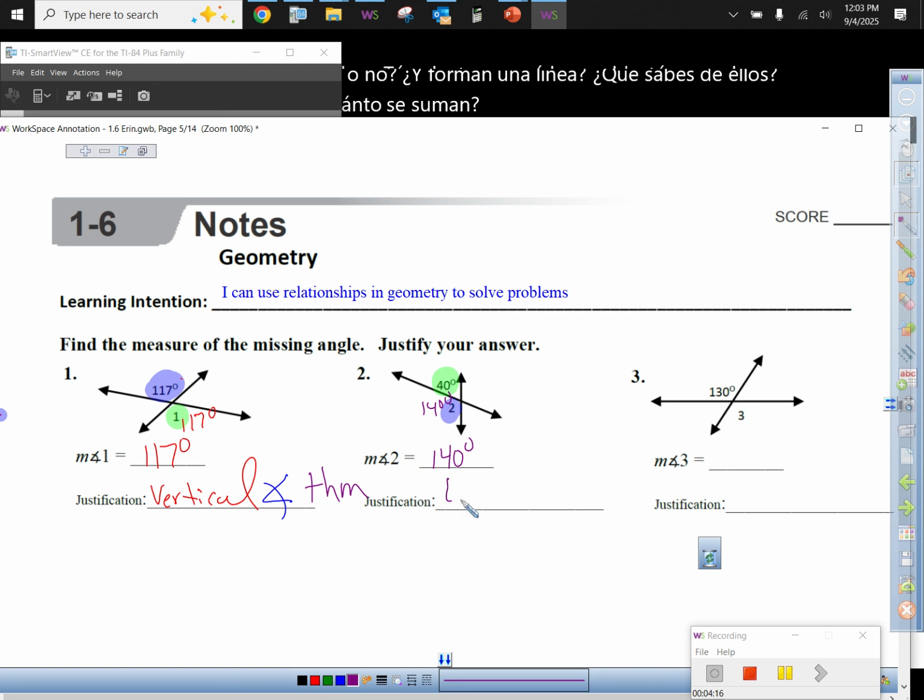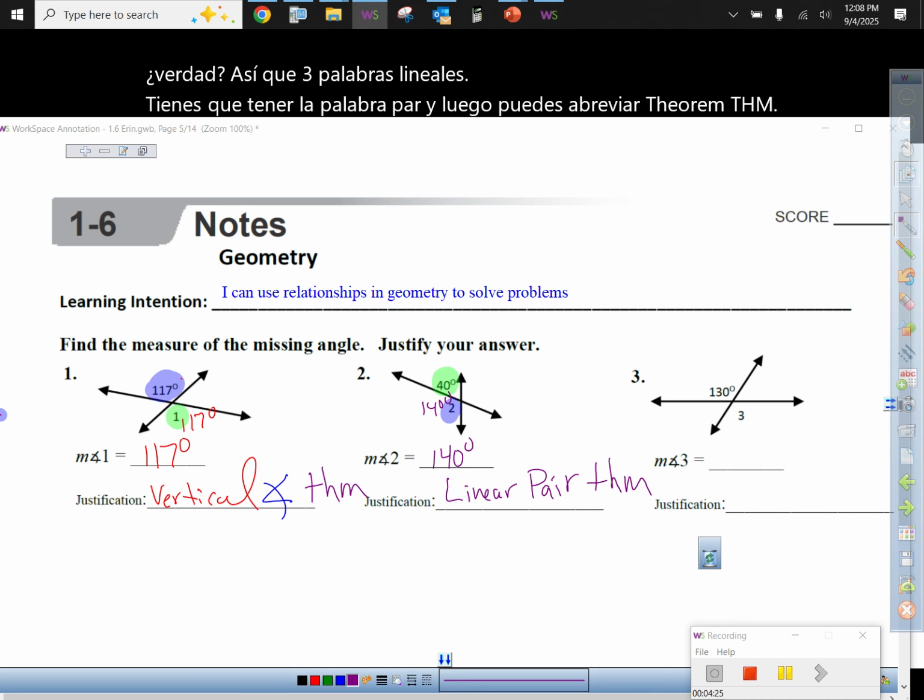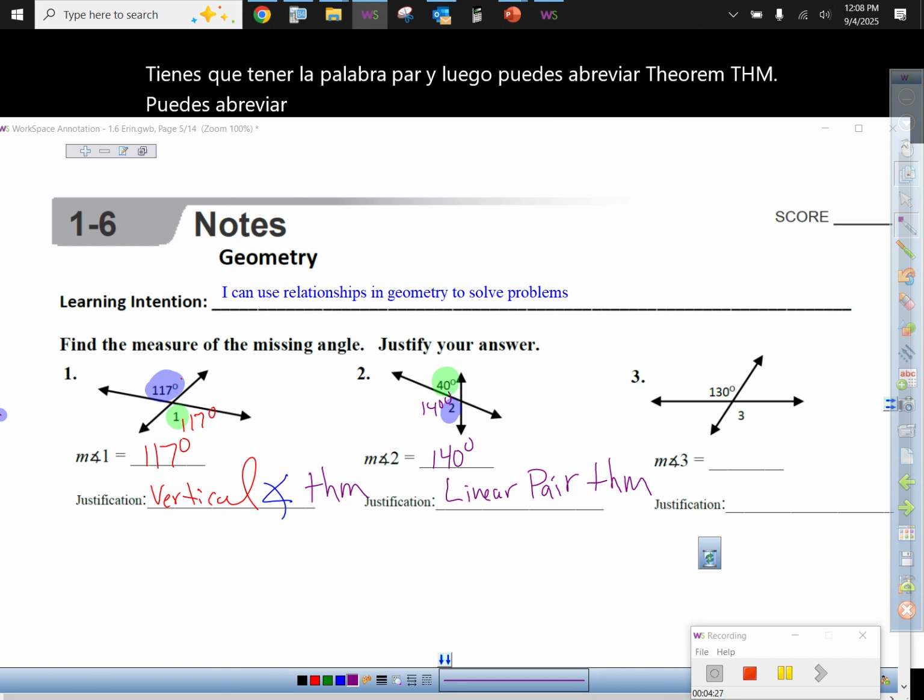So 3 words. Linear pair theorem. You do have to have the word pair, and then you can abbreviate theorem, THM. And to be quite honest with you, that's the basis of what we're doing today.